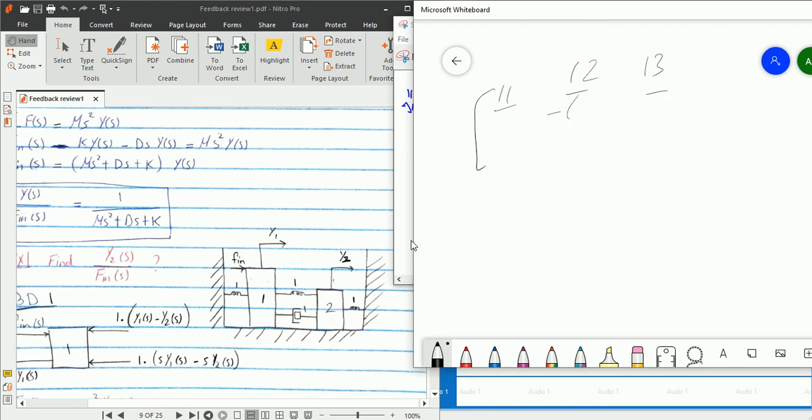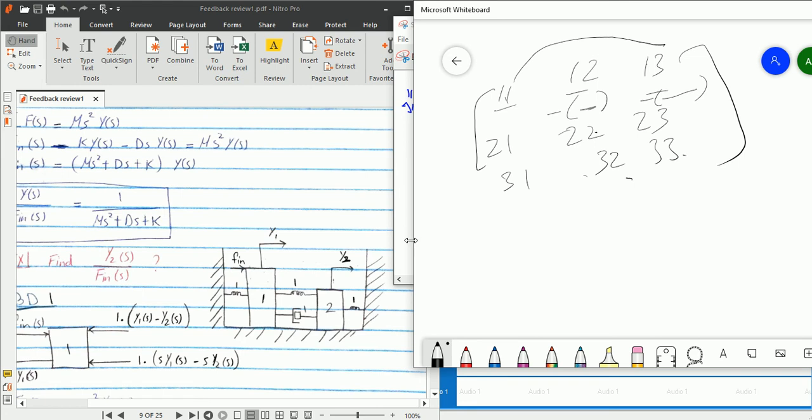You will be having minus the sum of all the components between 1 and 2, and then minus the sum of all the components between 1 and 3. Okay, similarly you will be having here 2 1, 2 2, 2 3, and here 3 1, 3 2 and 3 3. Okay, everywhere negative, only the diagonal ones positive: the 1 1, 2 2 and 3 3.